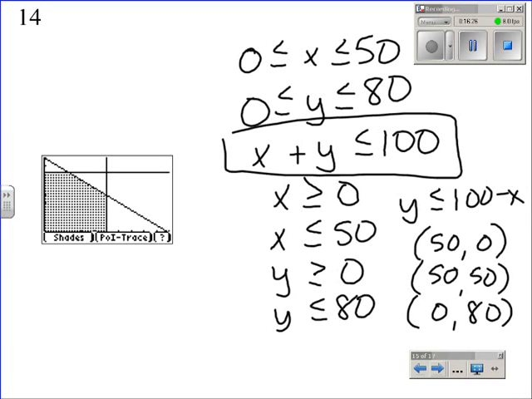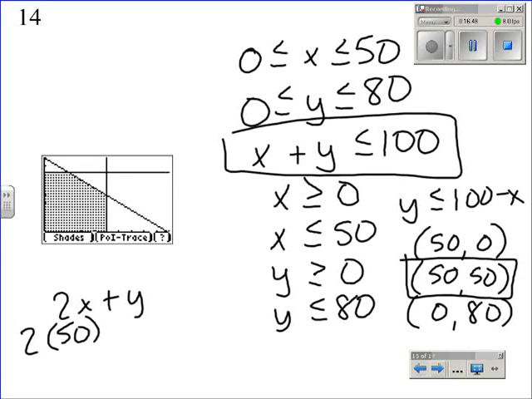Since we're selling all 100 cones, the only vertex that makes sense is (50, 50). The optimization function is 2x plus y. So therefore, the money they make will be 2 times 50 plus 50, or $150.